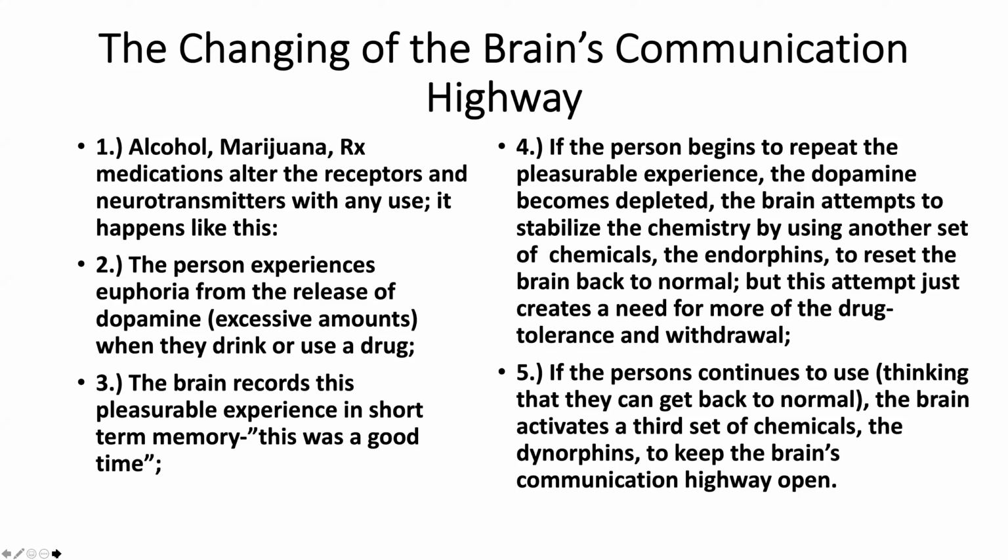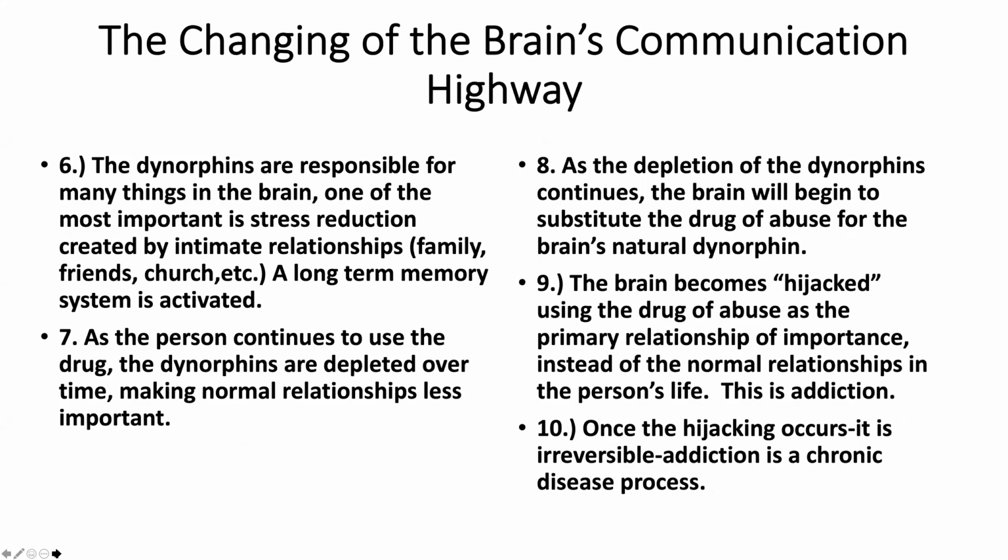I put this up as a matter of just being able to explain this possibly to your clients or your patients about the brain recording it as a good memory short-term. Dopamine changes, the endorphin changes, the dynorphins change, and then the brain simply replaces the deficient dynorphin system with the drug of choice. And once it's hijacked, that becomes the primary reported relationship of importance in that individual. And that is what we call addiction or a substance use disorder. Once it occurs, it is irreversible and it becomes a chronic disease, not an acute disease, a chronic disease.